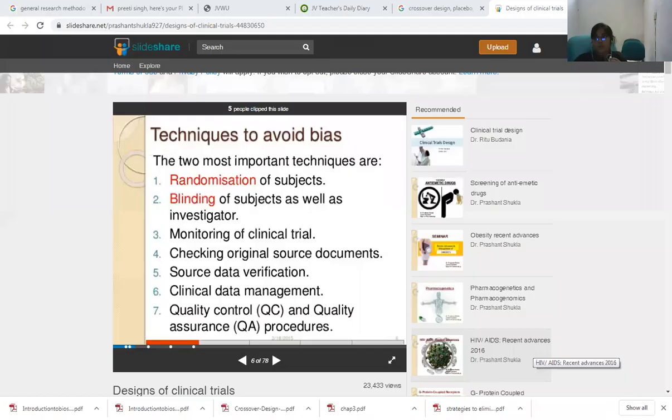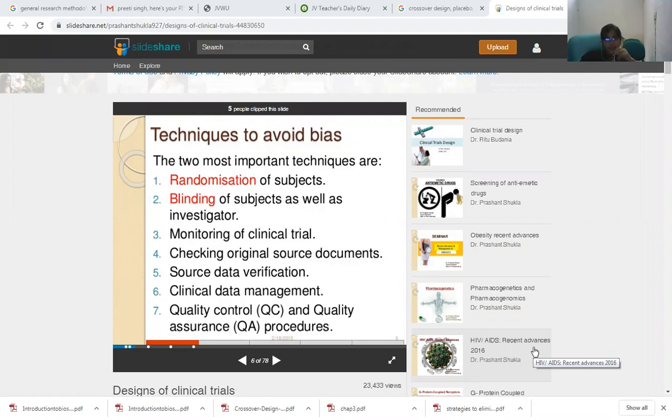Firstly, we discuss the crossover design. Crossover design is a very important design technique to avoid bias. So, firstly, we will discuss the techniques to avoid bias. The two most important techniques are randomization of subject and blinding of subject as well as investigator.